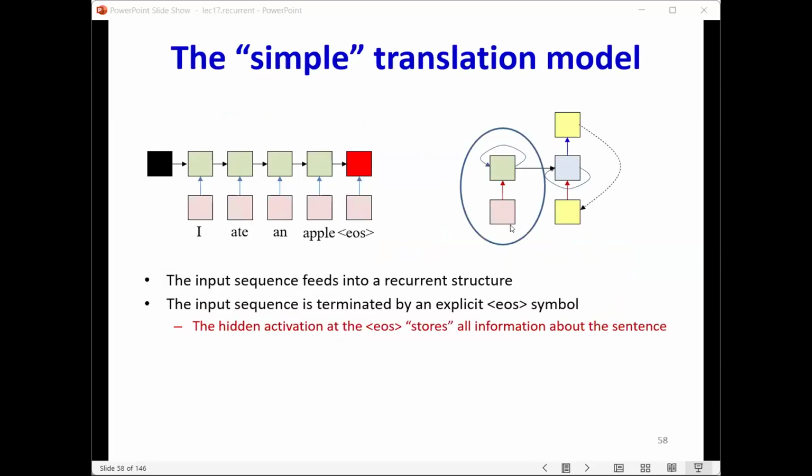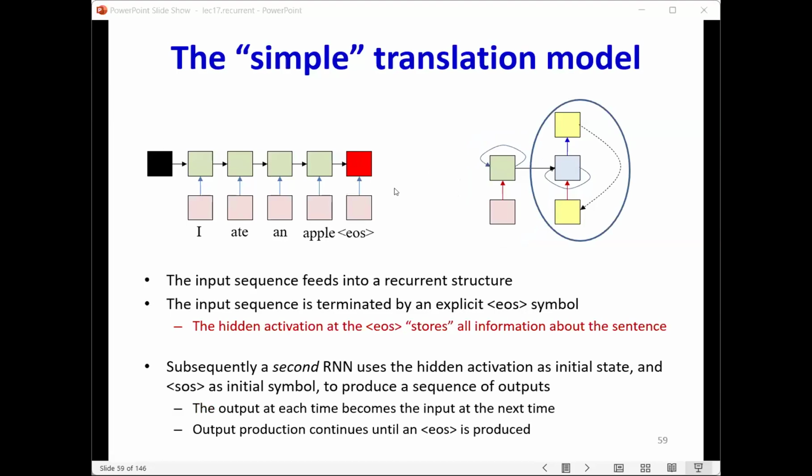So, I'm assuming that everybody's with me so far. Here is what we'll call the simple translation model. The input sequence feeds into this recurrent structure, and the input sequence is terminated by an explicit end of sequence symbol. And when we encounter this end of sequence symbol, the hidden representation over here stores all information about the sentence.